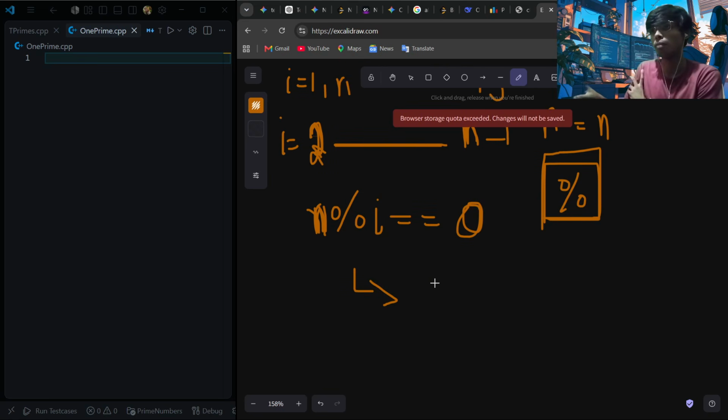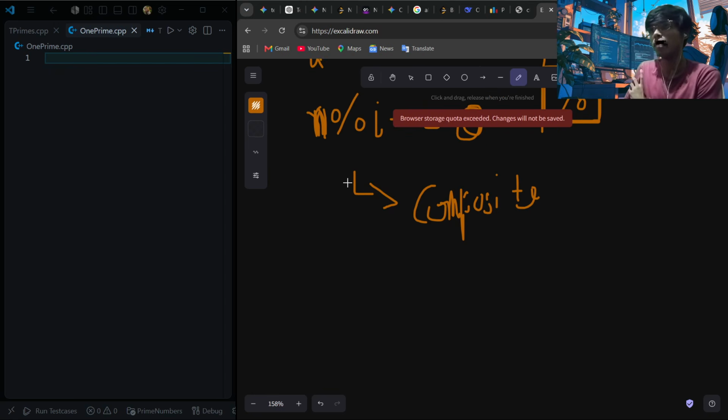So what is this number? This number is basically composite. And till the last, if I do not find any number which divides this n, it means that this is basically a prime number.